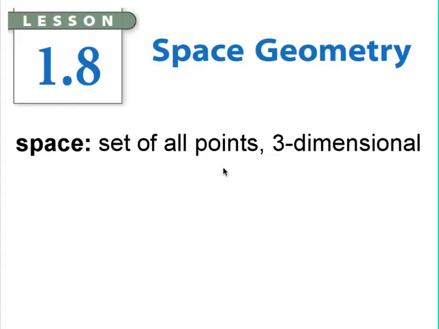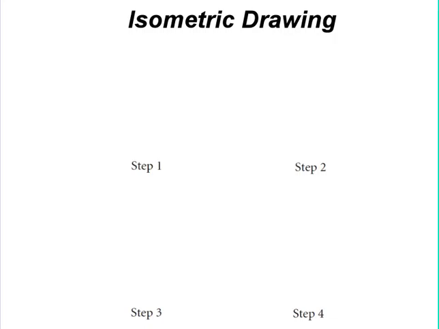It's 3-dimensional. So space is like what's out there. When you think of outer space, it's like what's out there. So that's what space is defined as being. And so anyway, we're going to talk about an isometric drawing.